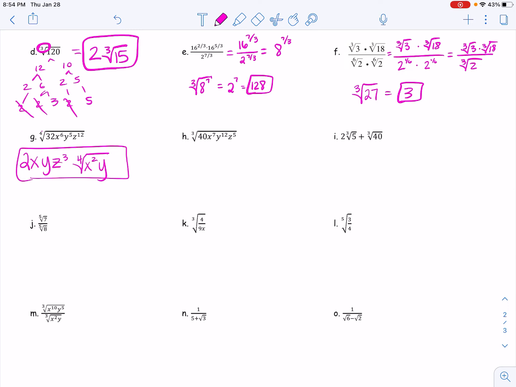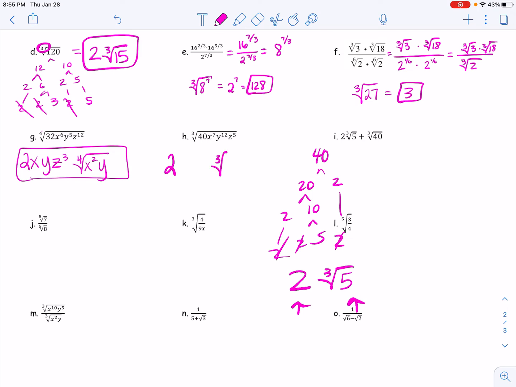Okay. H. We're doing the same thing. The cubic root of now 40, x to the 7th, y cubed, and z to the 5th. Cubic root of 40. Well, 40 is not a perfect cube. So I need to come over here and say, okay, what are factors of 40? Let's go 2, 10. Let's go 2, 5. Boom, boom, boom. 3 of a kind. Boom, boom, boom. 2 cubic root of 5. Outside, inside. Outside, inside. Leave some space.